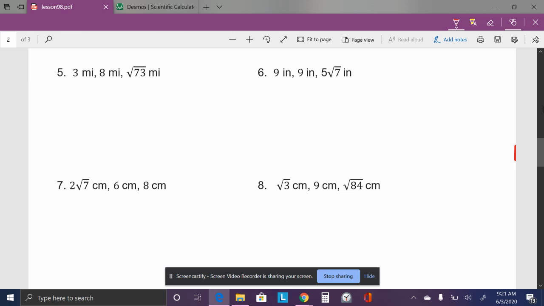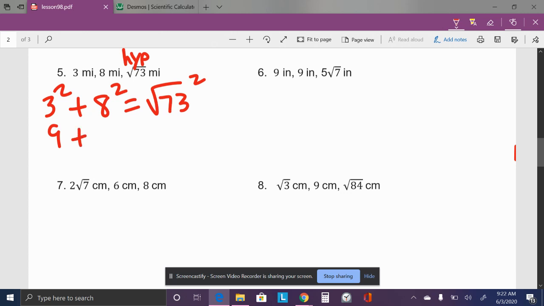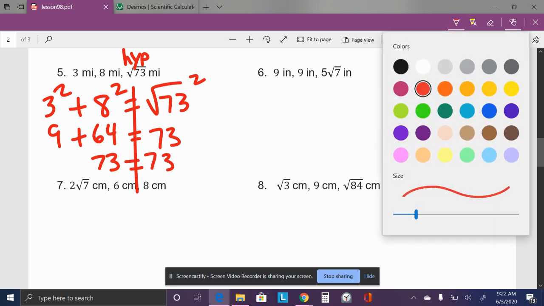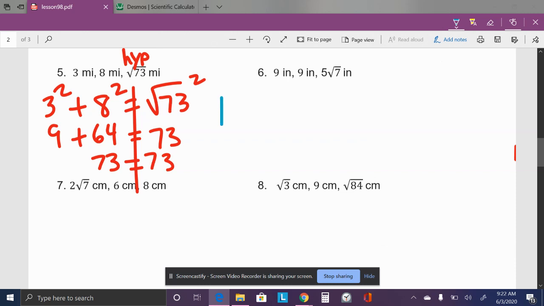So if these are my legs, then I'm going to call this my hypotenuse. So if these are my legs, 3 squared plus 8 squared, I want to see if that equals the square root of 73 squared. 3 squared is 9. 8 squared is 64. Square root of 73 squared is 73, right? Because the square of a square root cancels out. And those end up equaling each other. So that means this is a right triangle.